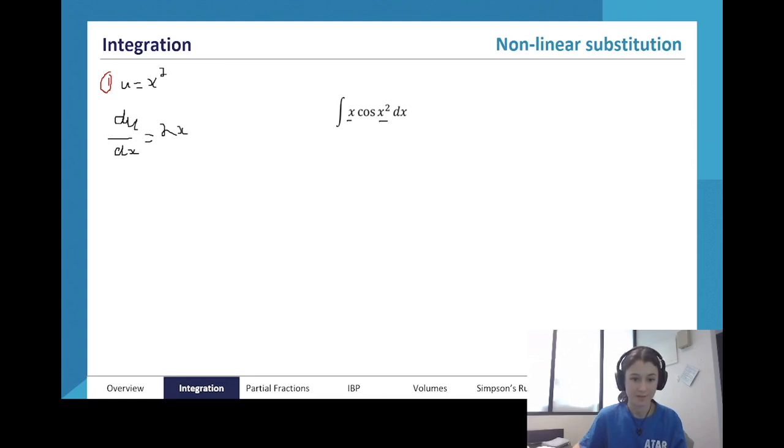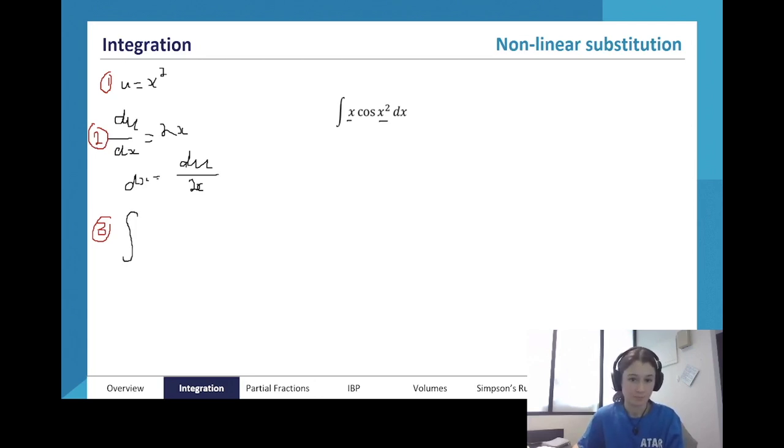And for our second step, remember, we need to isolate dx. Exact same steps as linear substitution, we need to isolate dx. So we're going to get dx equals du over 2x. Now for our third step, we need to substitute dx and u into our original integral.